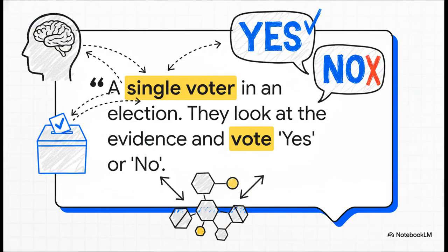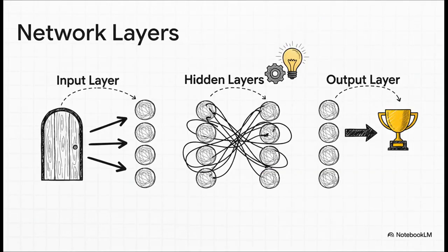Here's a fantastic way to think about it. Imagine each neuron is just one voter in a huge election. It looks at the evidence coming in, that's the data, and it casts a simple vote, yes or no, cat or not a cat. Super simple. And these voters aren't just a random mob.